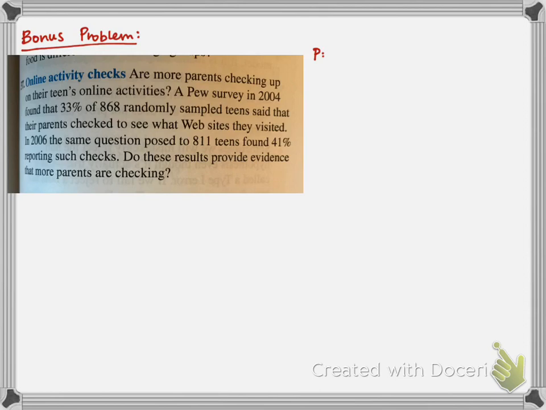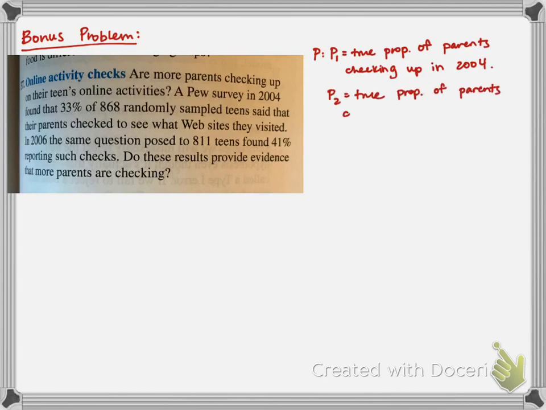Okay, so starting with defining 2 proportions here. So the true proportion of parents checking up in 2004, I made my P1. And then the same idea, the proportion of parents checking up in 2006, I made my P2. And so I've got my P1 hat and my P2 hat and my N1 and my N2, and those were all given to me in the problem.